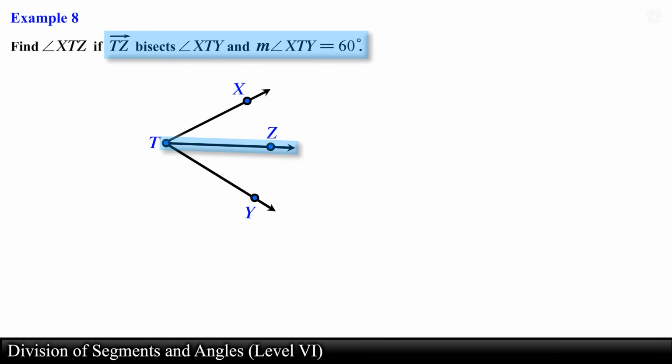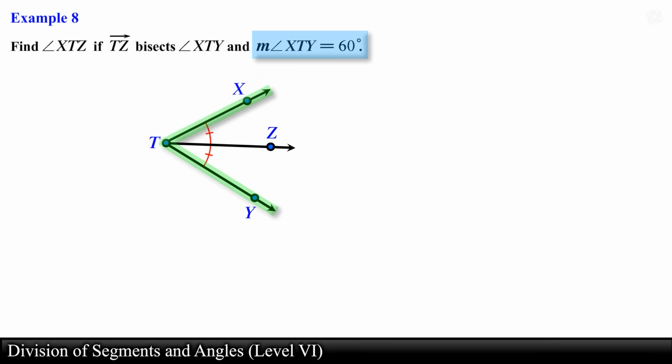Since ray TZ bisects angle XTY, we know that angle XTZ and angle YTZ are congruent, so we can draw single arc marks for each of these angles. We also know that angle XTY is equal to 60 degrees.